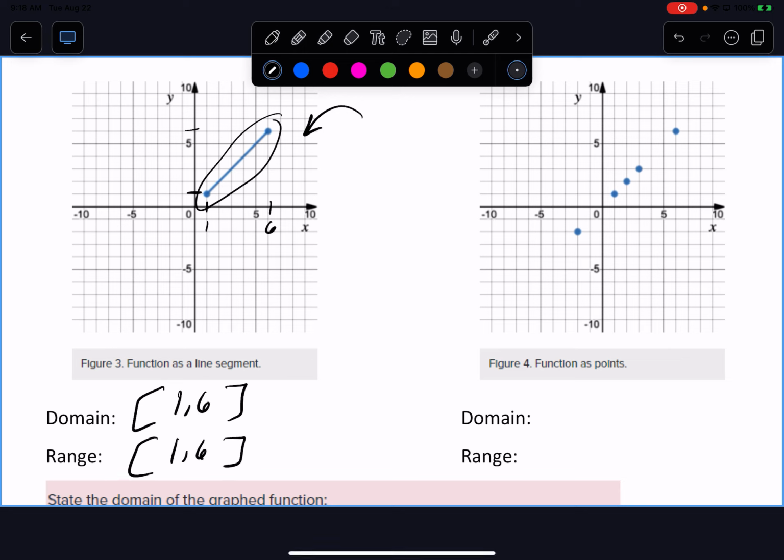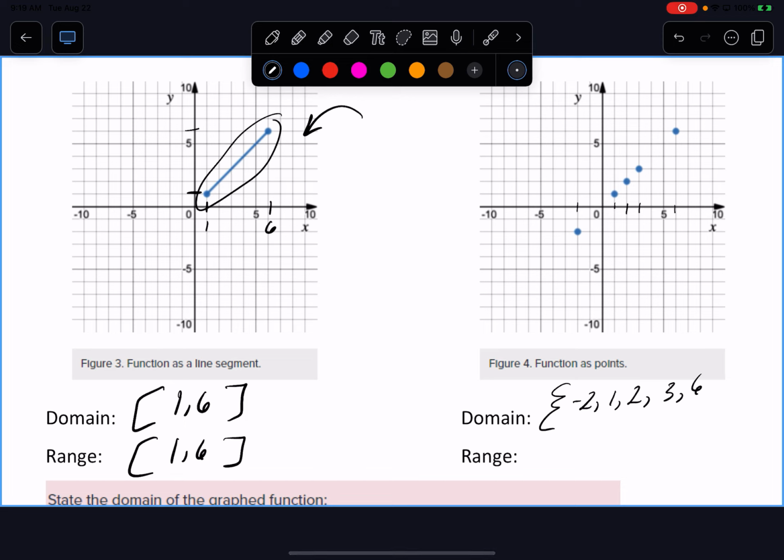Now, just a friendly reminder, if there's just a set of x, y points not connected, you actually always write out the domain separately. So you would do the little squiggle, and then you just write the x values. The x values are -2. The next x value is 1. The next x value is 2. The next x value is 3. The next x value is 6.